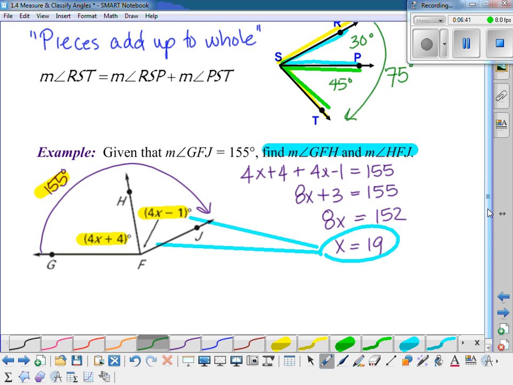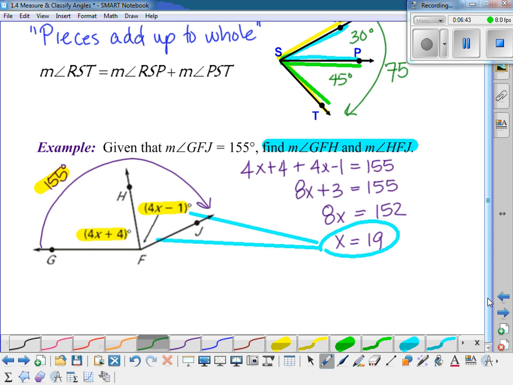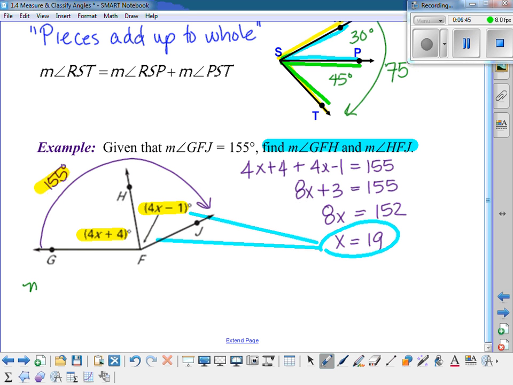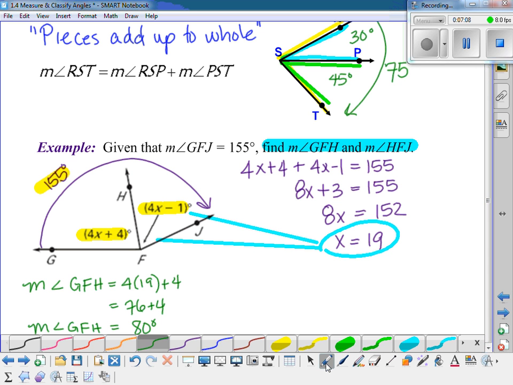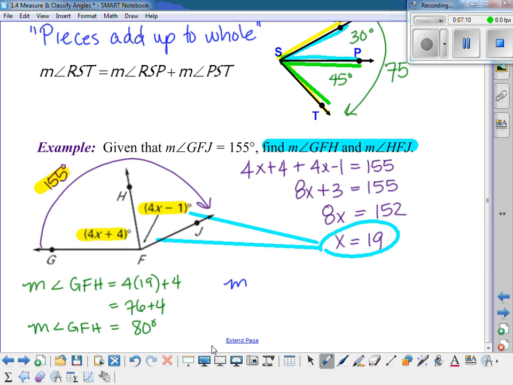So first I'll go ahead and find the measure of angle GFH. That's equal to the 4x plus 4, so instead of x I'm going to write the 19. So 4 times 19 plus 4. 4 times 19 is 76. And so if I add 4 to that, I find that the measure of angle GFH is equal to 80 degrees.